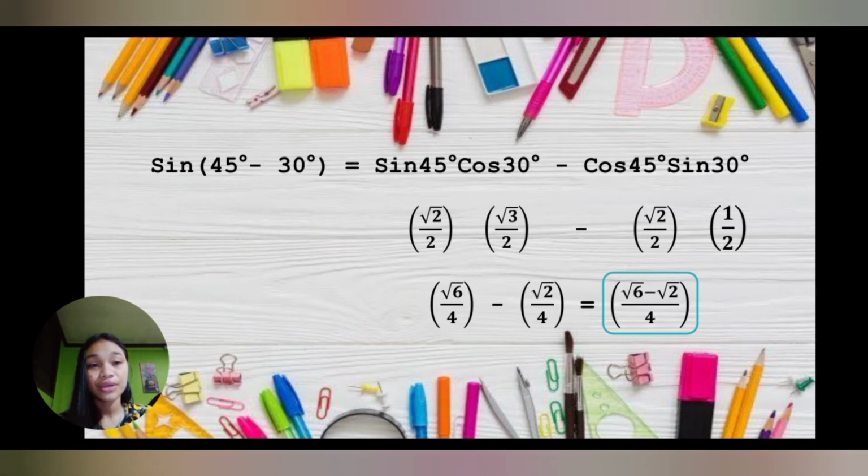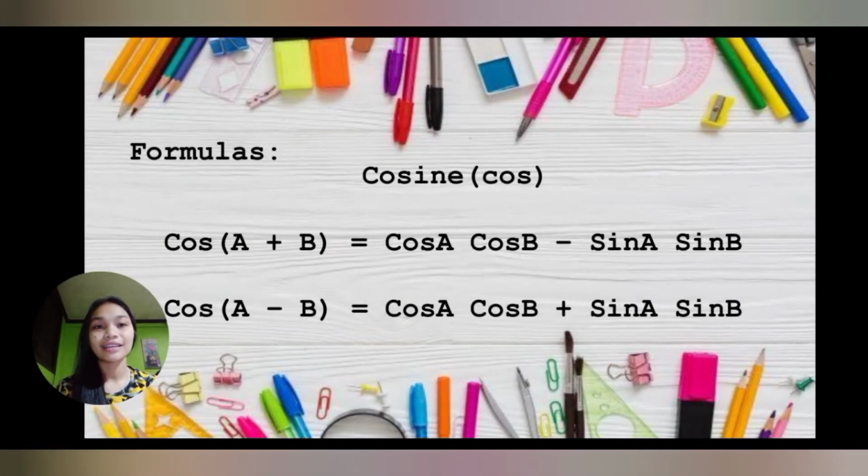So the answer is square root of 6 minus square root of 2 over 4. Copy the denominator because it's the same. Okay, next, let's discuss the sum and difference formula of the cosine.